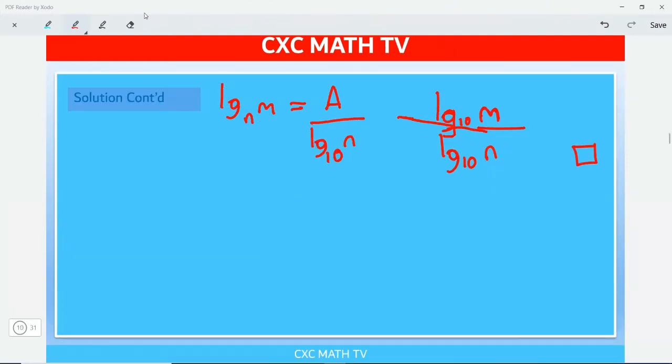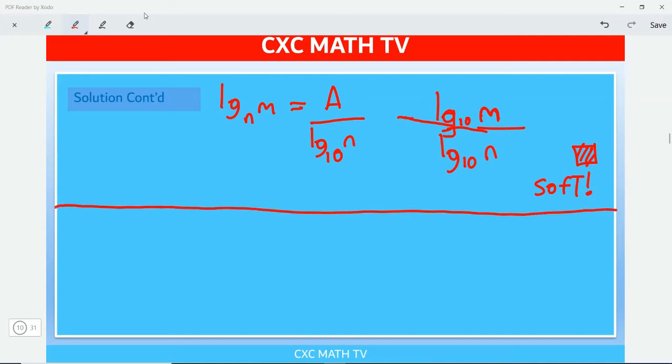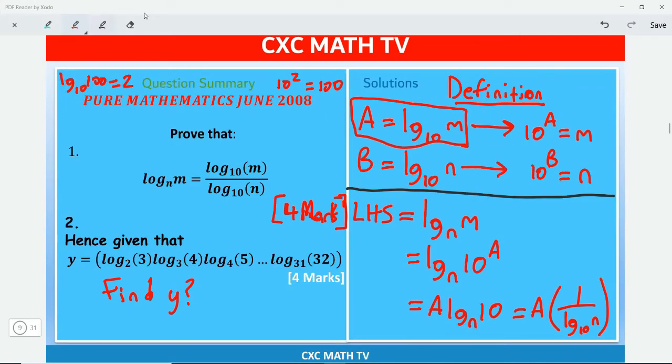You do a question like this, I want you to write soft with a capital T. Soft. That was nice. Now the second part. So that was the warm-up, 4 marks, but it was really preparing us for the second part. This is the real deal.